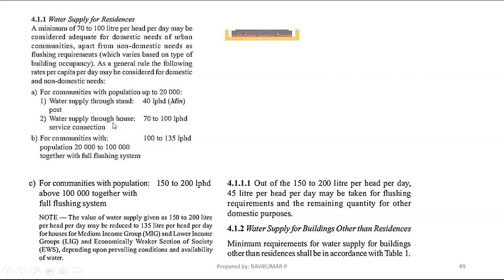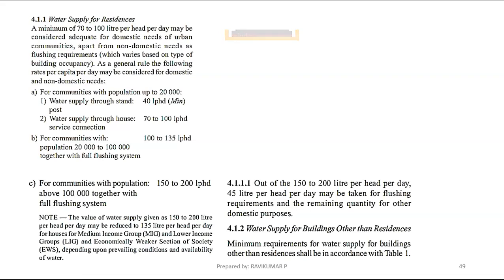And for water supply through house service connection, if you are going to give a service connection, it is 70 to 100 liters per head per day. If the village or township is connected by individual house connections, private connections, you have to consider 70 to 100 liters per head per day for each person.